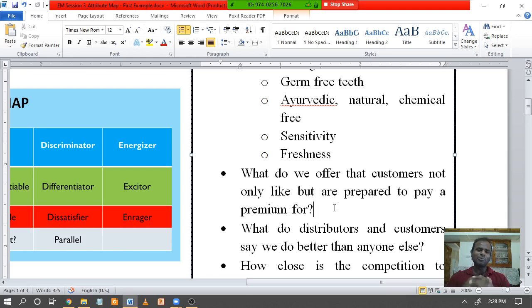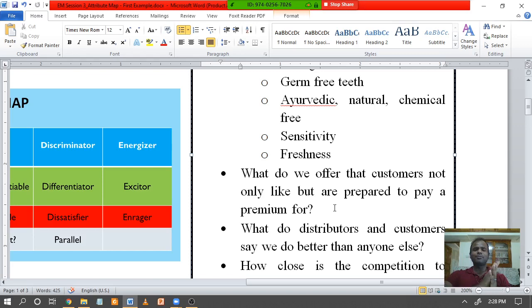So how do you nullify competition? The segment of the crowd who may buy Sensodyne may not be interested in Close Up, may not be interested in Patanjali toothpaste. But the segment of the crowd who may buy Patanjali may not be interested in Pepsodent or Colgate. Now, how do you find differentiators? You have to find differentiators for your product to be actually pushed into the market.